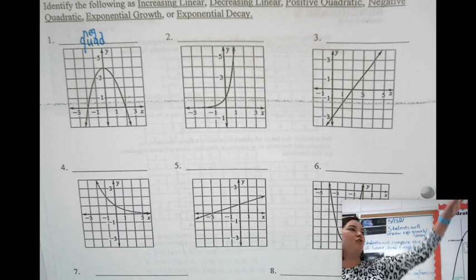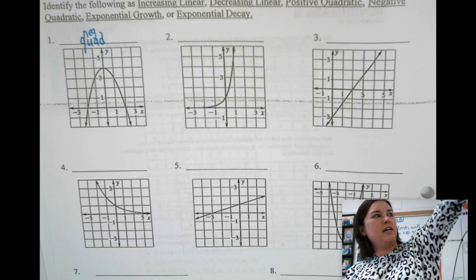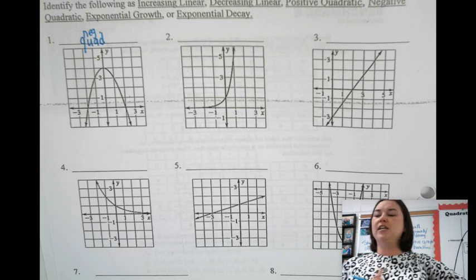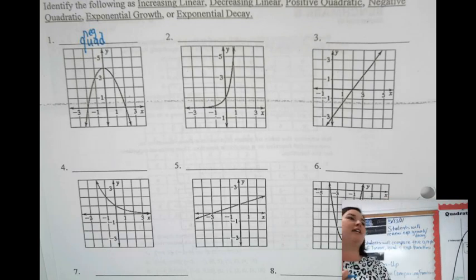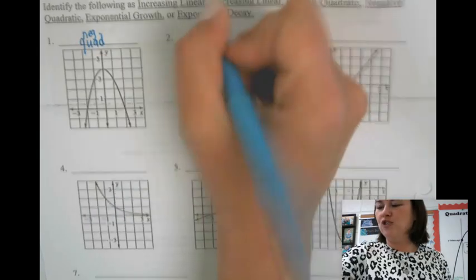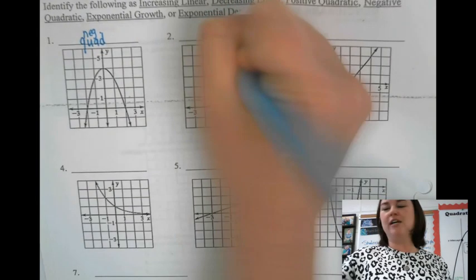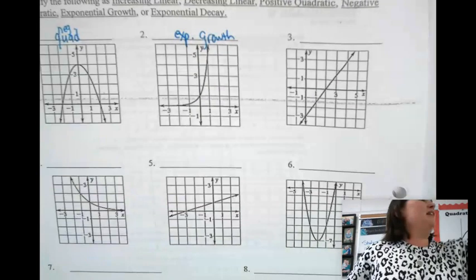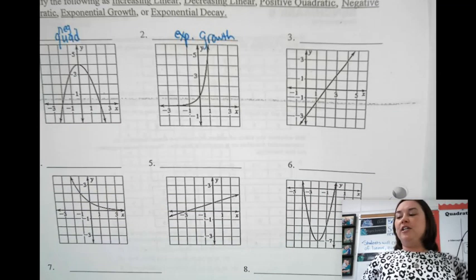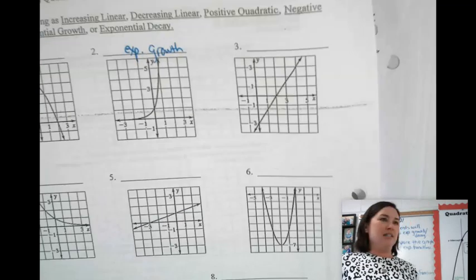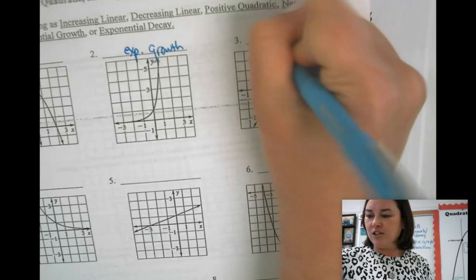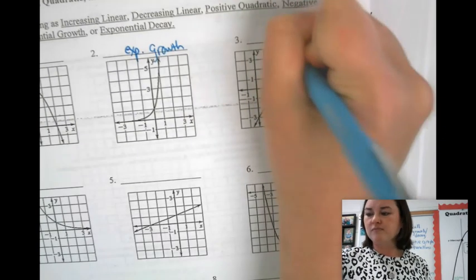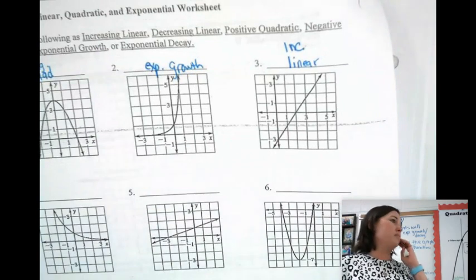All right, one of you 4 over there down on that strip closest to the wall. Number 2, do you think it's linear, quadratic, or exponential? Exponential. Very good. And if you had to guess, would you say growth or decay? Growth. Very, very good. Number 3, somebody from the second section right here. Linear, quadratic, or exponential? Linear. And is it increasing or decreasing? Increasing, which means it has a positive slope.